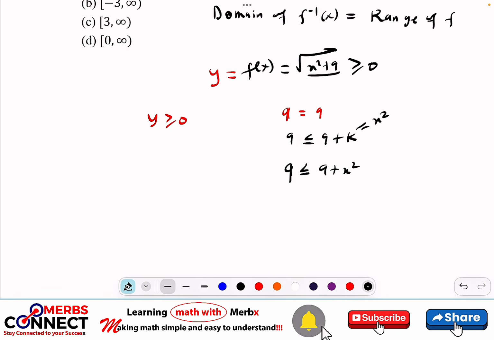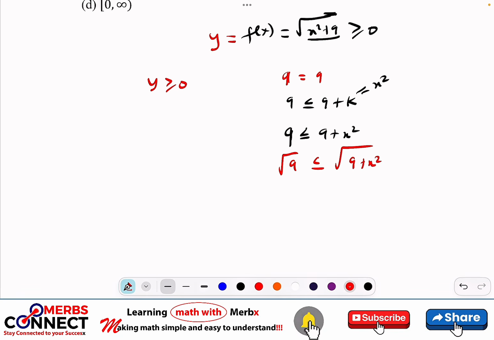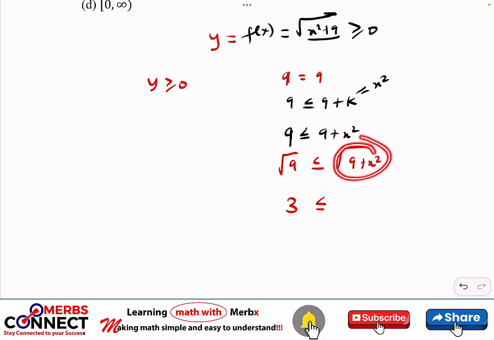Now let's take square root on both sides. Square root of 9 is less than or equal to square root of 9 plus x squared. And square root of 9 is going to give us 3, less than or equal to. Now this guy here is the f of x, which is y.